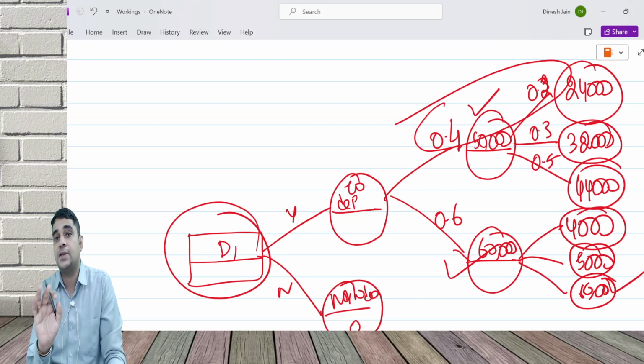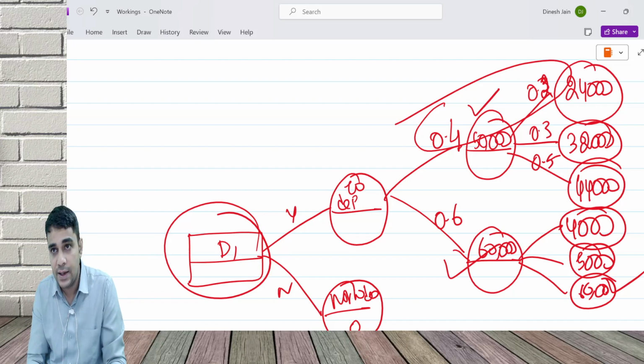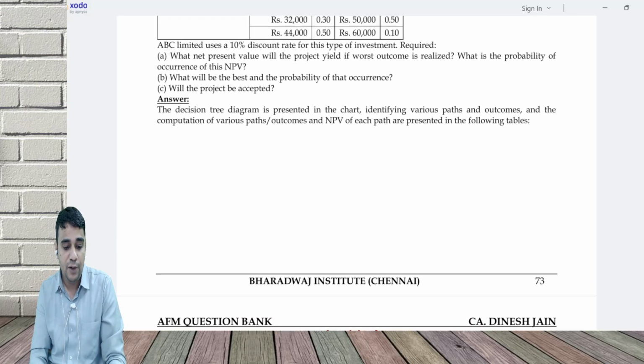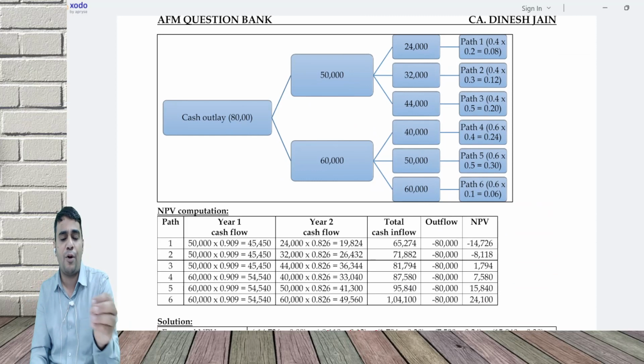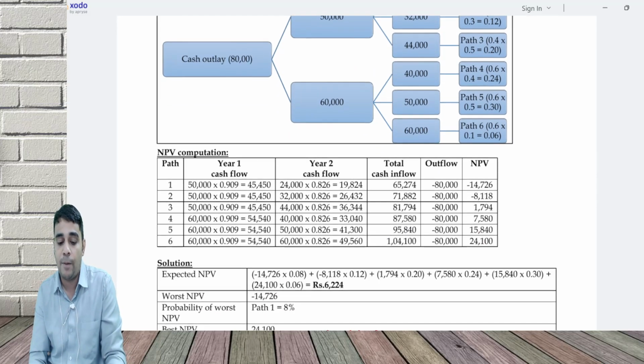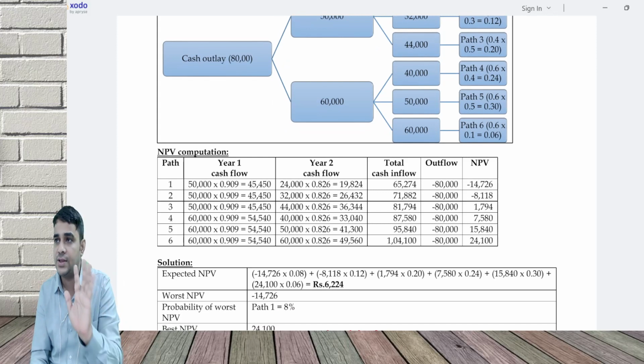In this question they have not asked for standard deviation. They can even ask you for standard deviation as well. If you see, I have not drawn a proper diagram here. This is not a proper decision tree. We are not going to do the answer. Let's just restrict ourselves to the diagram alone.